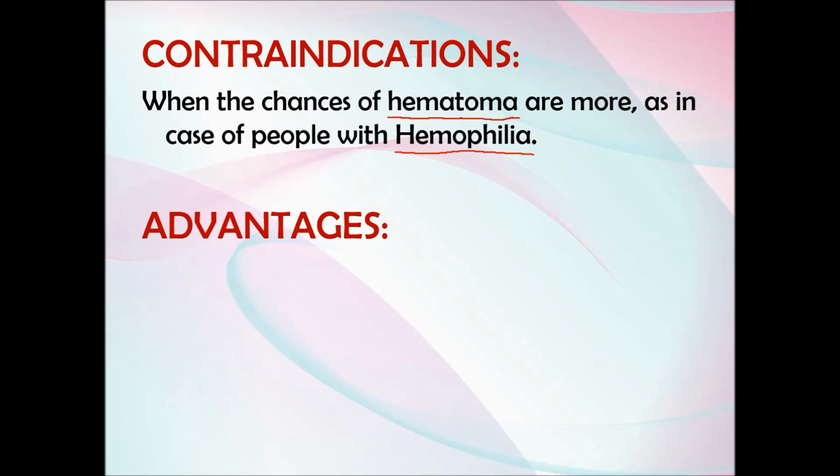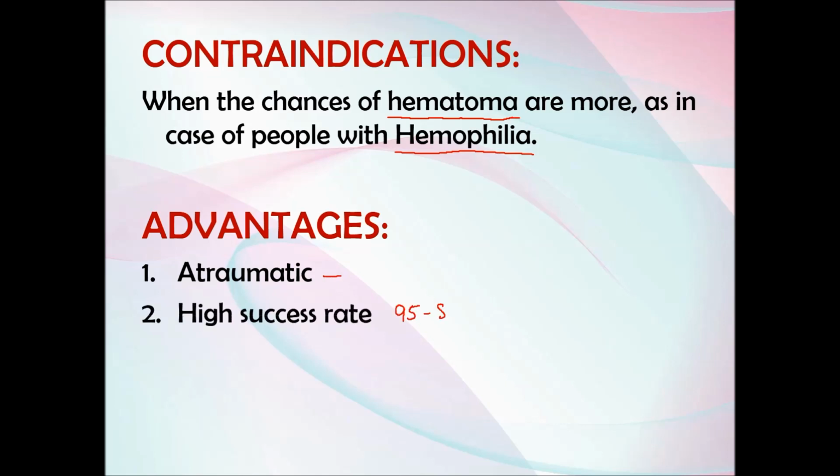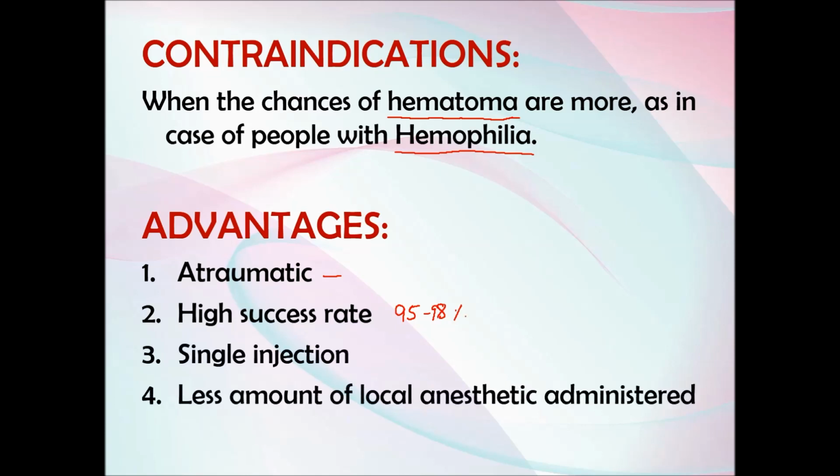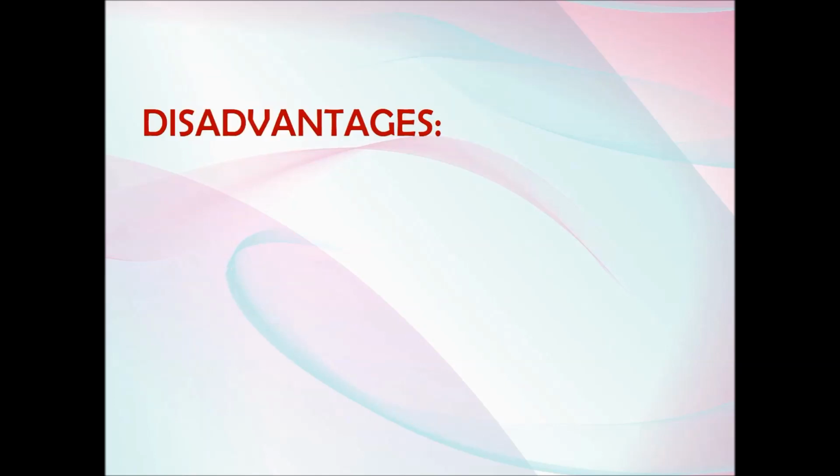So what are the advantages of a posterior superior alveolar nerve block? It is completely atraumatic. It has a high success rate, about 95 to 98% success rate with a posterior superior alveolar nerve block. It just needs a single injection and a small amount of anesthesia administered. You just need to give 0.9 to 1.8 ml of anesthesia, which is really a very small amount of anesthesia. The next thing is disadvantage.